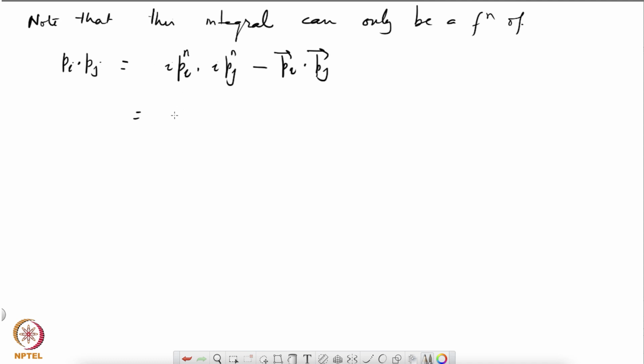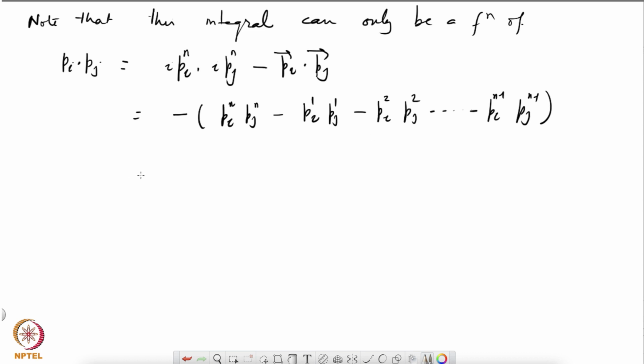And i square is minus 1. So minus summation over whatever. Let me write explicitly. So p_i^n p_j^n minus p_i^1 p_j^1, p_i^2 p_j^2, up to p_i^(n-1) p_j^(n-1). Right? Sorry, I made a mistake. I should have a plus because I have pulled out a minus sign. Okay, which is what you write as p_i dot p_j.